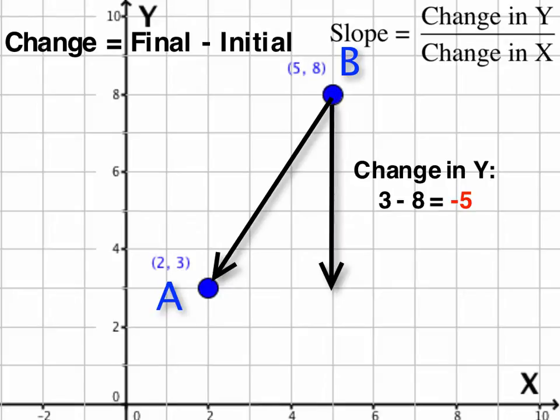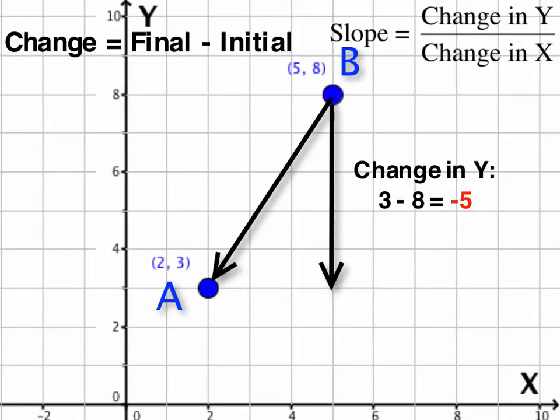Note, it's clear that the length of this side is 5 units. Of course it's not negative 5 units. But we want to label it with the change in y. It's not the length. That's why we label it with a negative number, because obviously going from point B to point A, the change in our y value was negative.